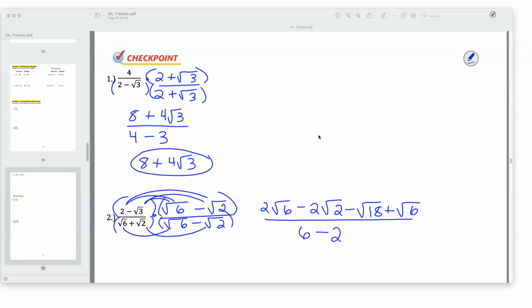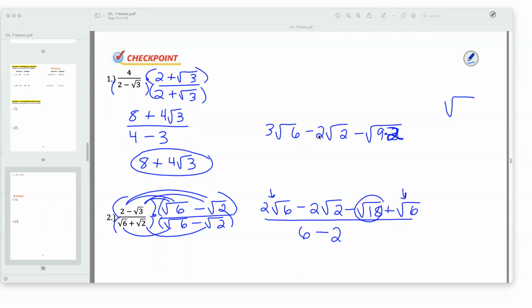Let's simplify. So the numerator, a couple things that I see right off the bat: 2 square root of 6 plus square root of 6, well, that's going to be 3 square root of 6, minus 2 square root of 2. And then the 18 here, I should be simplifying that if possible. 18 has a perfect square factor of 9. And it's not 9 times 3, sorry, it's 9 times 2.